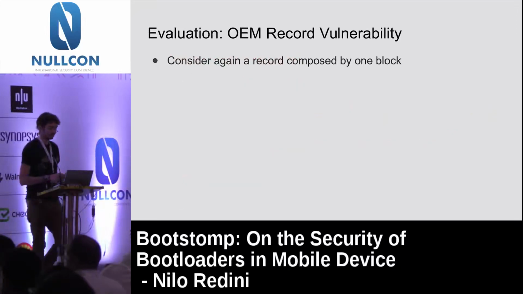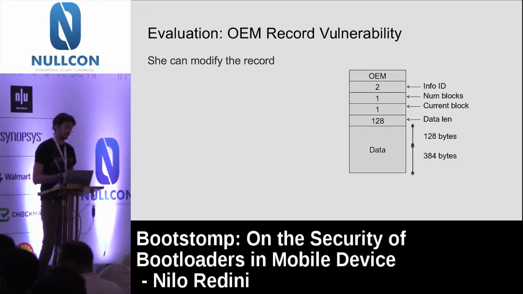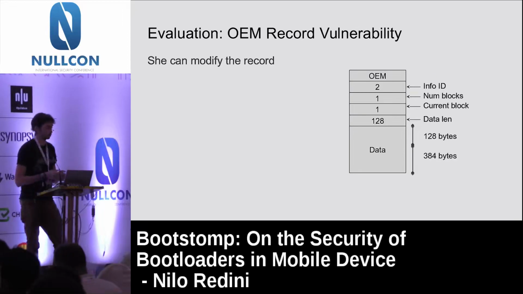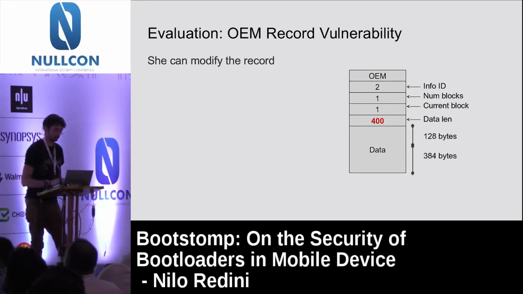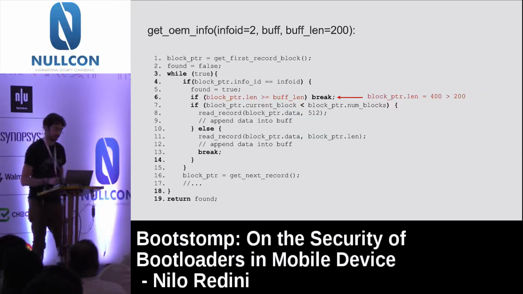Let's consider again, though, the very first example where a record is composed by only one block. And let's assume now that an attacker has control over persistent storage. What she can do is that she can change each field in the blocks as she pleases. For example, in order to try to trigger a buffer overflow, she can change the data len block from 128 to some value like 400, right? Let's see what happens. Well, there are not going to be any problems because the condition checking the actual buffer length is going to be satisfied, so actually the function will break and nothing will happen.